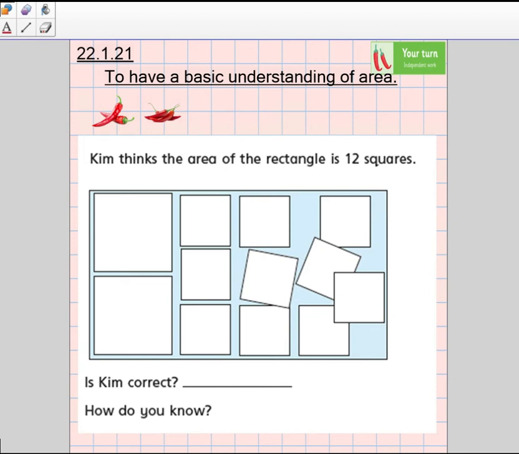This question is suitable for Chili 2 and Chili 3. Kim thinks the area of the rectangle is 12 squares. Is Kim correct? How do you know? So think of some of the things we talked about in the video when you're answering that. Pause the video and have a go now.